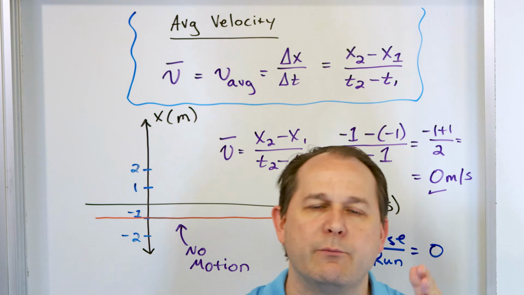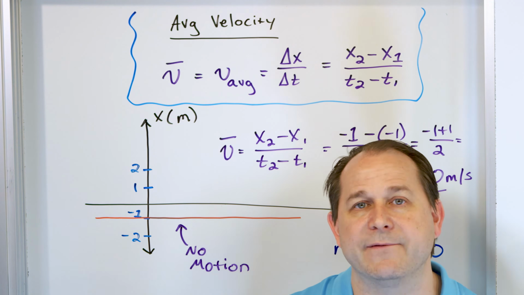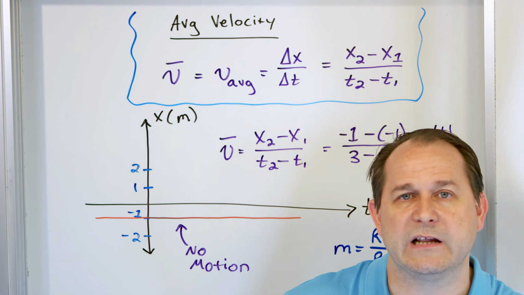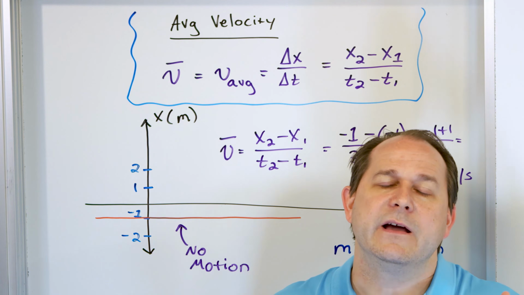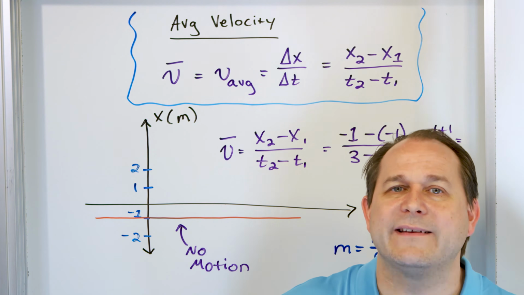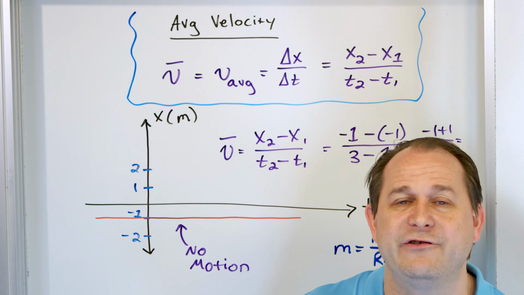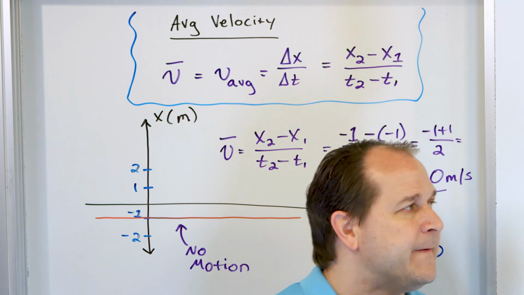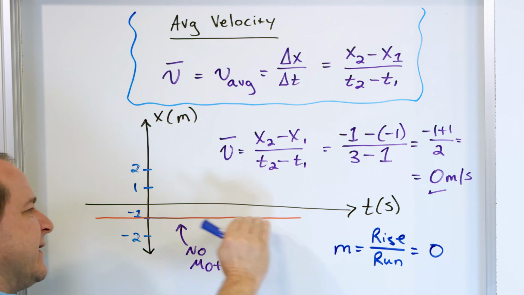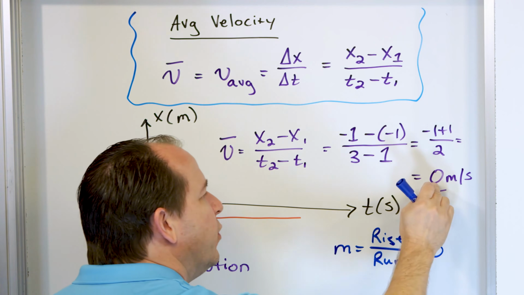What we're going to find is that when we have a position time graph like this, the slope of the line that you have governs or tells you what the velocity is. The slope of the line on a position graph, or the slope of the position graph, is the velocity. That's very, very important. The slope of this line was 0 and the velocity was also 0.